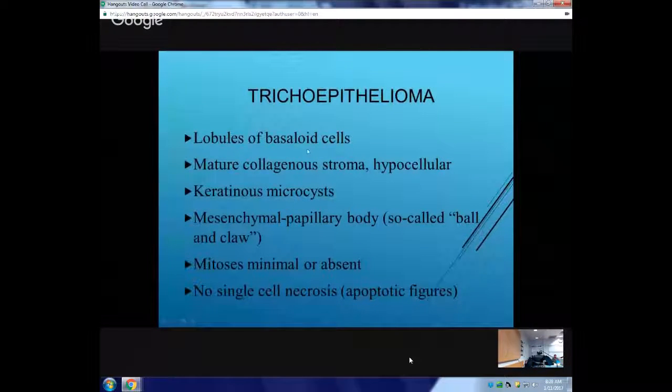So lobules of basaloid cells surrounded by a very mature fibrotic stroma. It has this keratinous microcyst. We'll have the mesenchymal papillary bodies, which has the ball and claw. Mitoses are minimal or absent, and you don't have apoptotic figures. So these are all the things that should go through your mind before you make the diagnosis of trichoepithelioma.